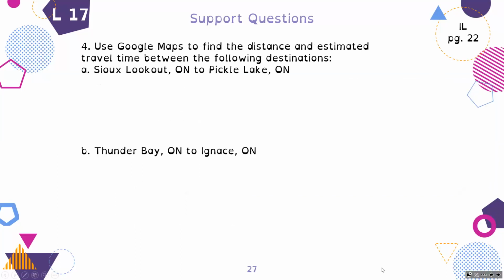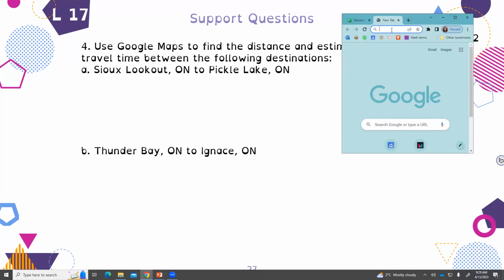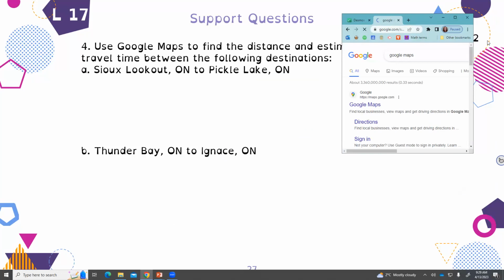All right, number 4, using Google Maps to find the distance and estimate travel time between the following destinations. So you look at Ontario to Pickle Lake. So we're going to use Google Maps. We're going to have to open that up. I always just search Google Maps instead of typing in maps.google.com.